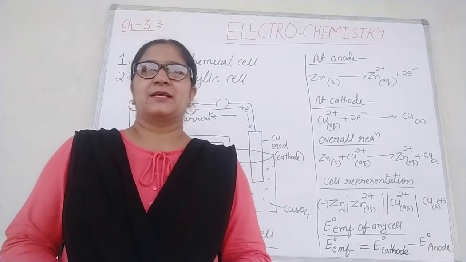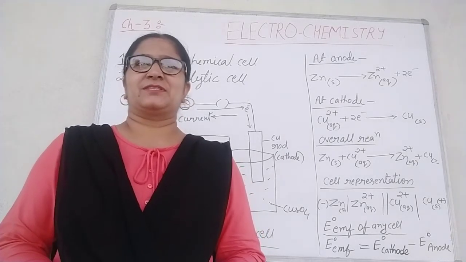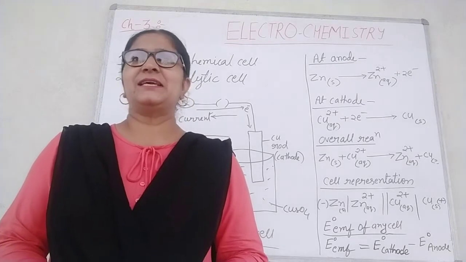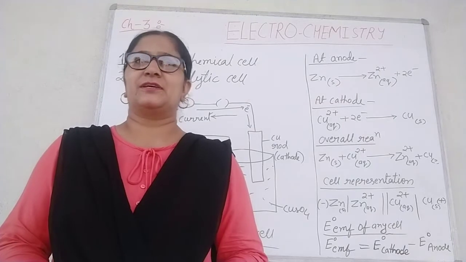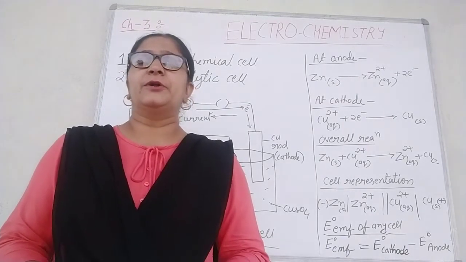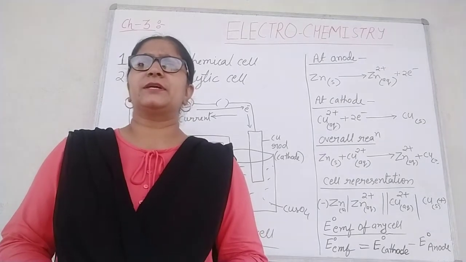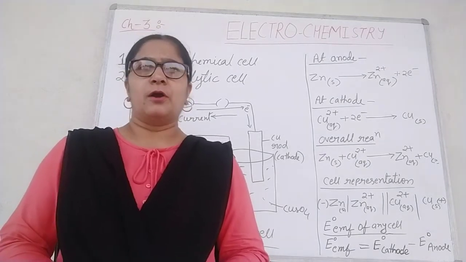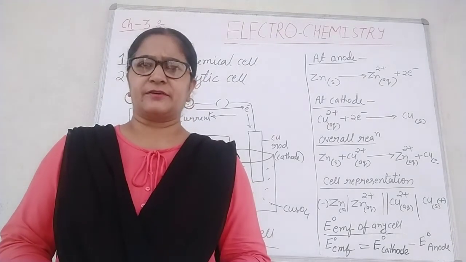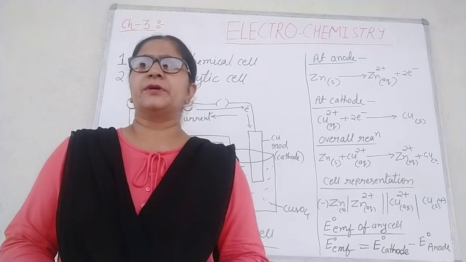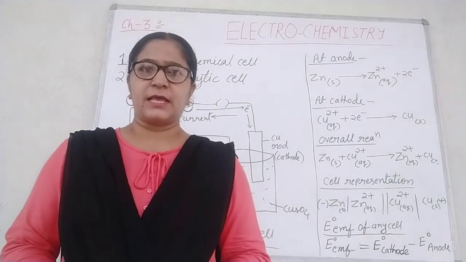So students, today we are going to start our new chapter, electrochemistry. Electrochemistry is the study of generation of electricity by the help of energy released during spontaneous chemical reaction, and also we study about conduction of non-spontaneous chemical reaction by the help of electricity. In this chapter, we are going to study about two types of cells.